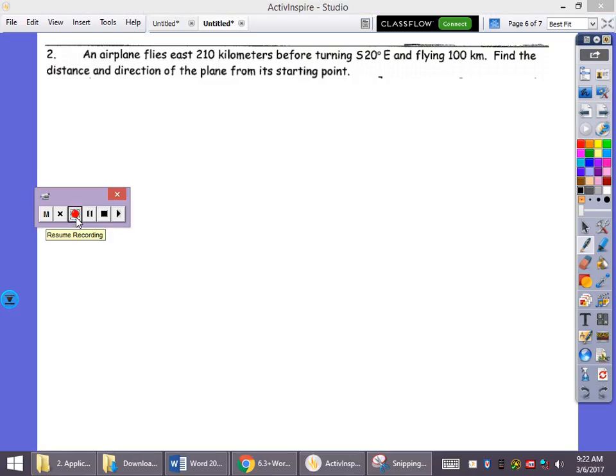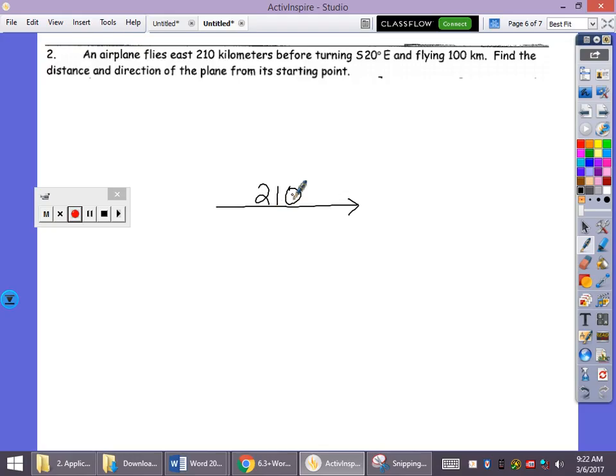All right. So now we are back to one where it's directional, and this is one of the harder directional ones, so I need you to listen very carefully. Okay. A plane flies east at 210 kilometers per hour. Okay? And then it's going to turn. Now, this is not southeast. This is 20 degrees east of south. 20 degrees east of south.